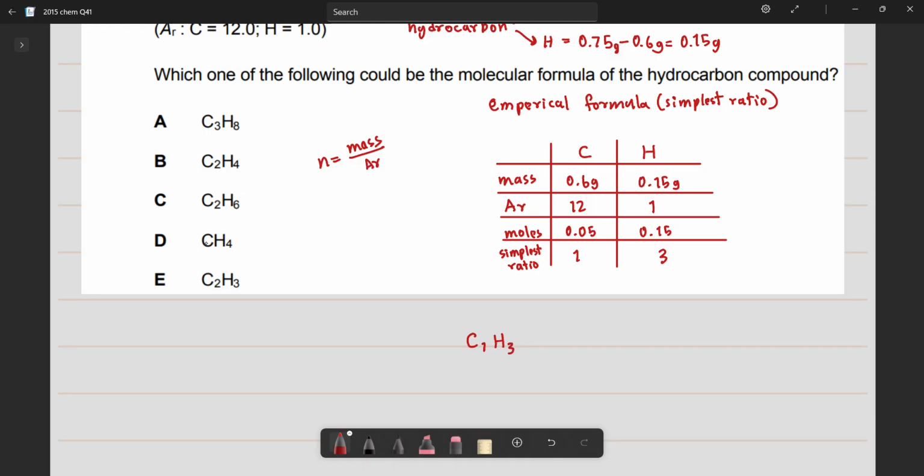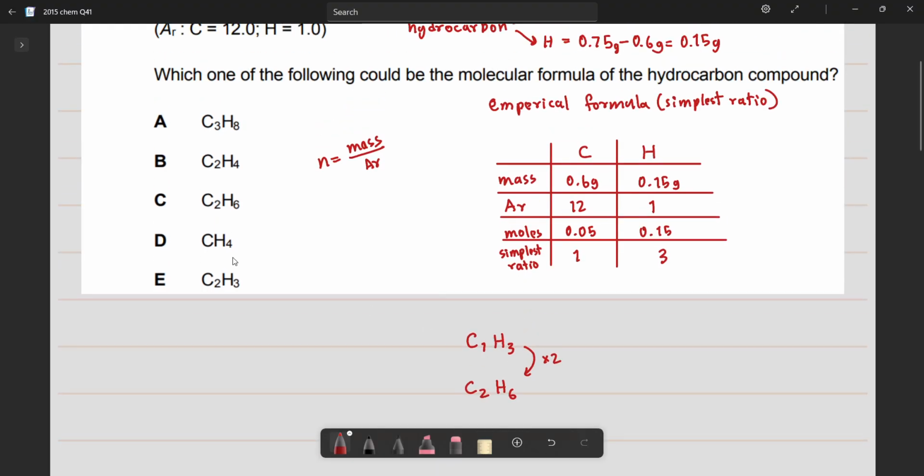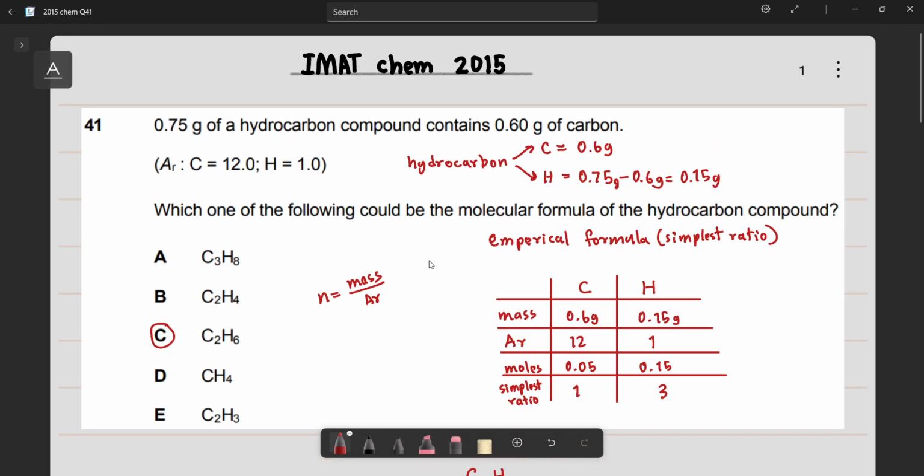Now we're going to look at the options. It seems we do not have any option that displays this answer, so we simply increase by a factor of 2. We get 2 carbons and 6 hydrogens. Looking for the option, it's option C, which is 2 carbons and 6 hydrogens, the most likely molecular formula of this hydrocarbon. That's how we solve this question.